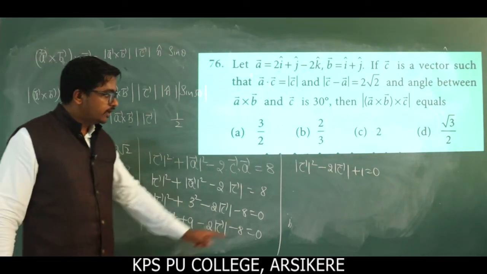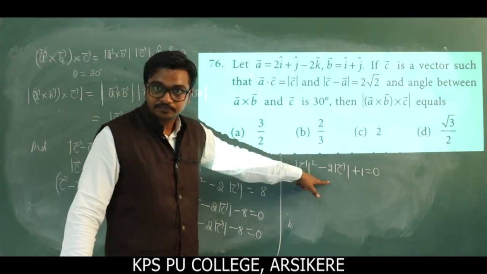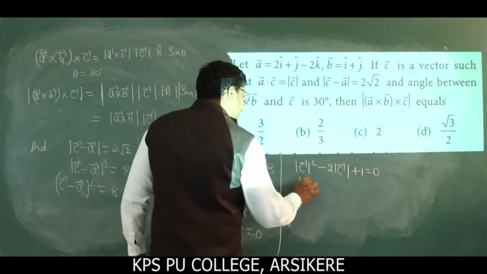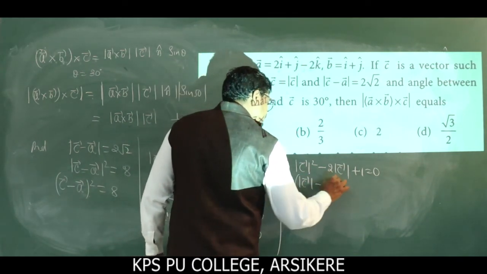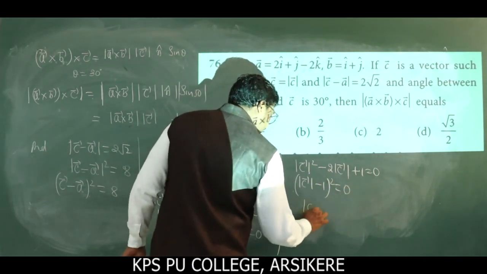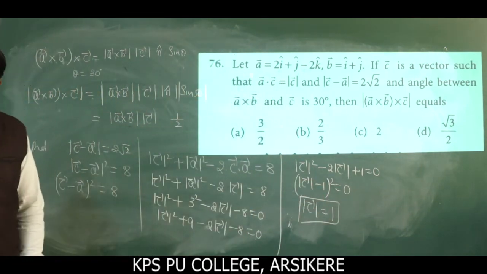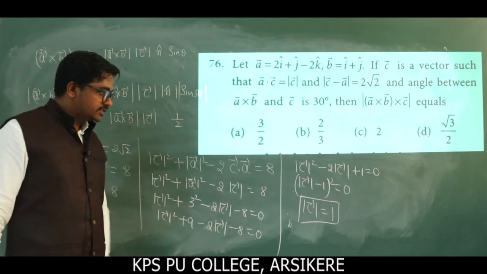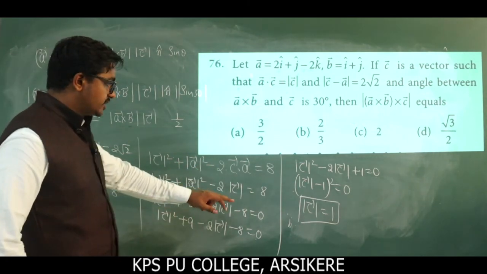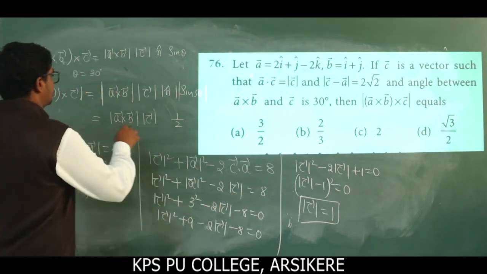Just have a clean observation here. This is nothing but x minus 1 whole square. This is magnitude of vector C minus 1 whole square is equal to 0. Magnitude of vector C minus 1 is equal to 0, hence magnitude of vector C is equal to 1. So we already have the value for magnitude of vector C.